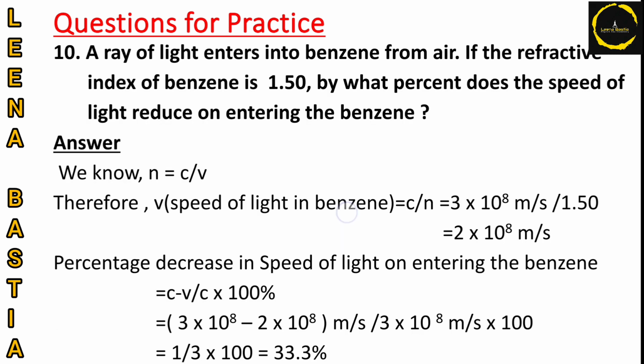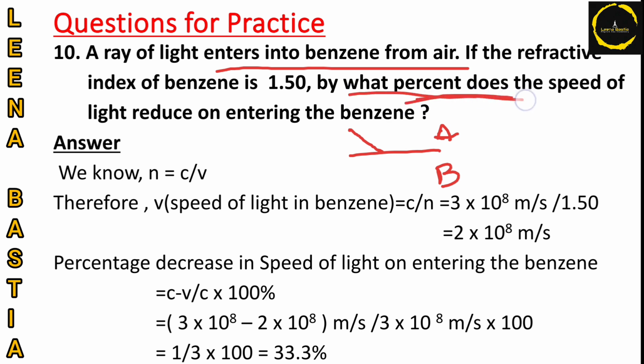So next question. Question number 10 is a small numerical. Children, just concentrate on this, so you will get to know. A ray of light enters into benzene from air. This is air, this is benzene. A ray of light came from here. If the refractive index of benzene is 1.50, by what percent does the speed of light reduce on entering the benzene? Okay, we have to find the percent here.